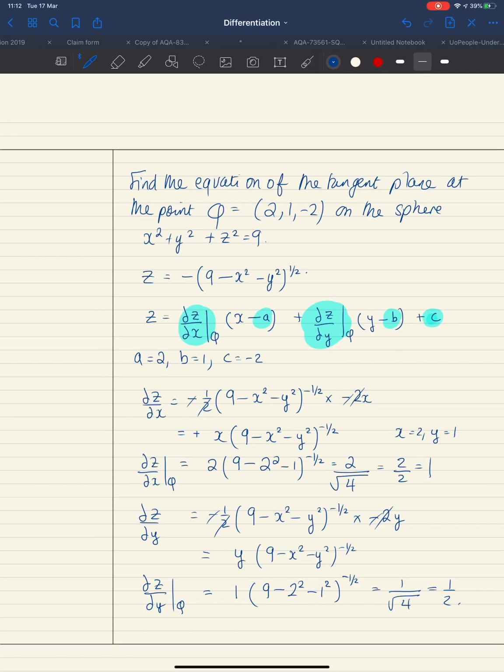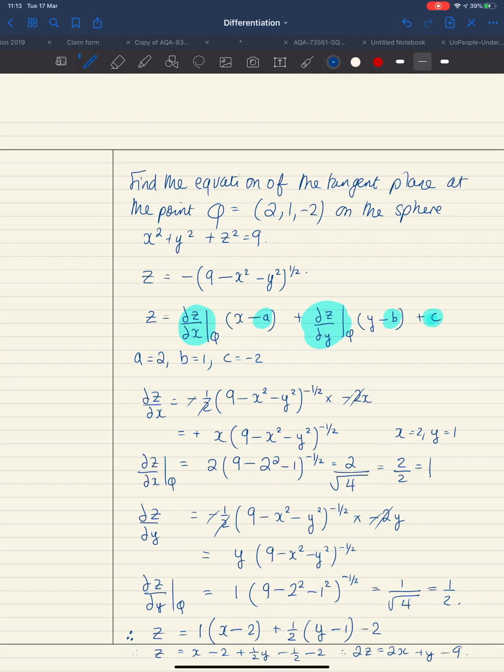So we've got all the bits now. We can say z equals dz dx evaluated at Q, which was 1, times x minus a, which is 2, plus 1/2, dz dy evaluated at Q, times y minus b, which is 1, minus 1, plus c, which is minus 2. You can simplify this. z equals x minus 2 plus 1/2 y minus 1/2 minus 2. So we double everything and we'll get 2z equals 2x plus y, minus 4, minus 1/2, minus 9.